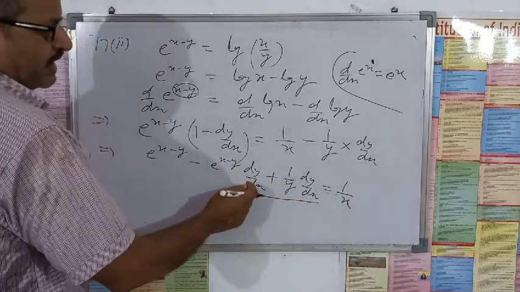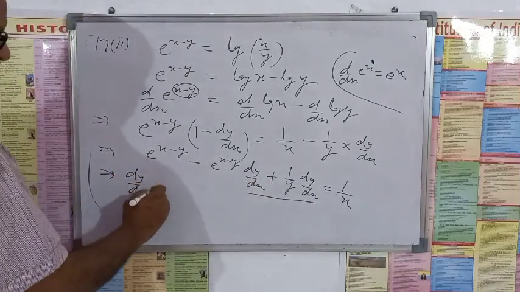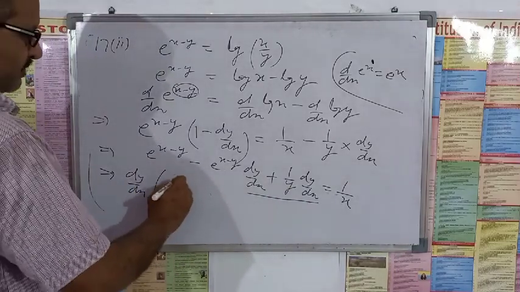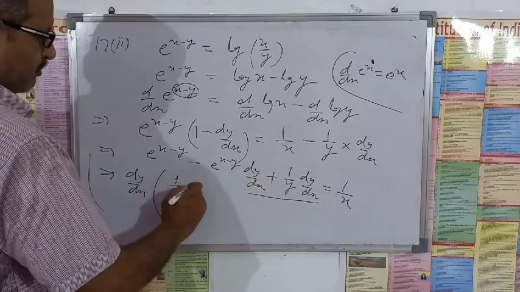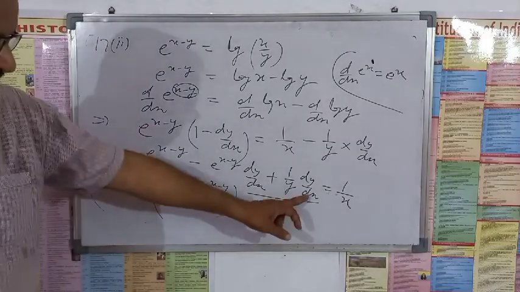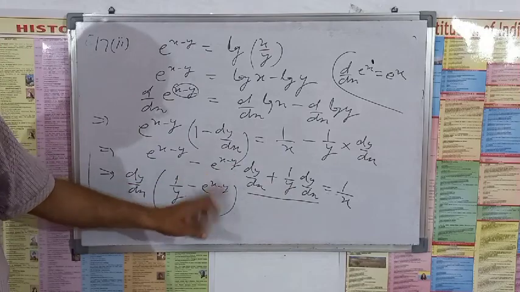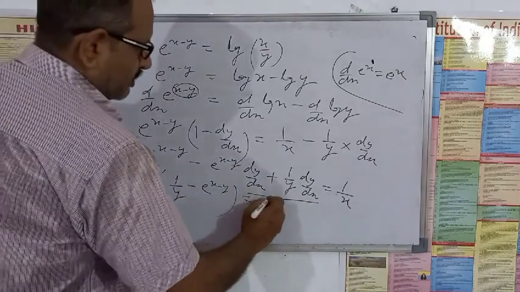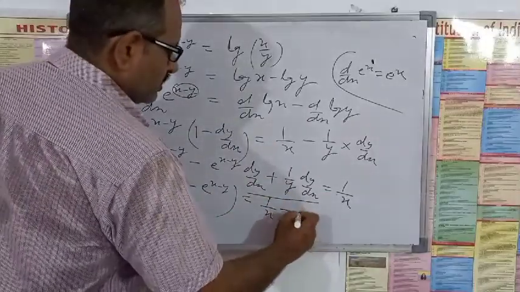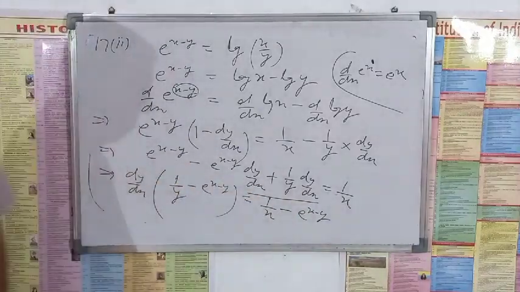From these two terms, we can take dy by dx common. So what can we get? We can get 1 upon y from here minus e to the power x minus y. Take dy by dx common. So 1 upon y we can get from this term, and minus e to the power x minus y is equal to 1 by x, and transpose this e to the power x minus y.